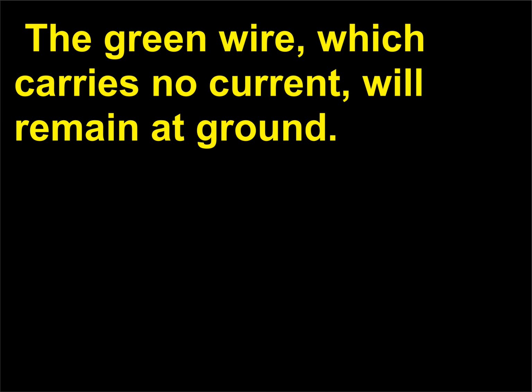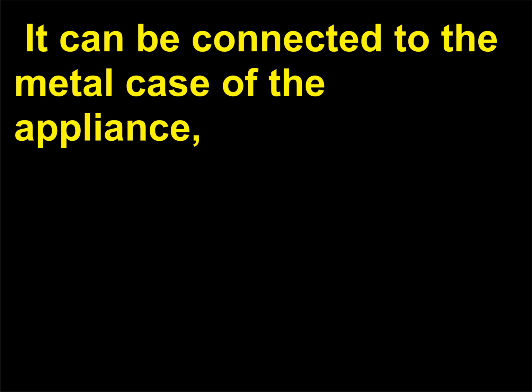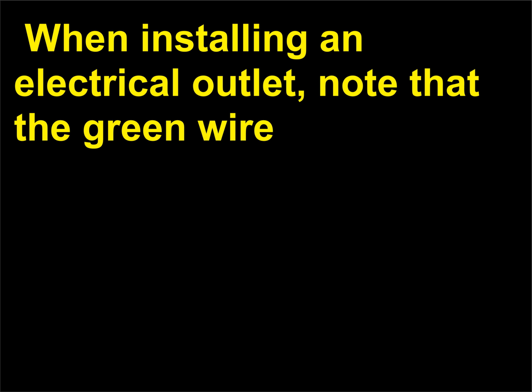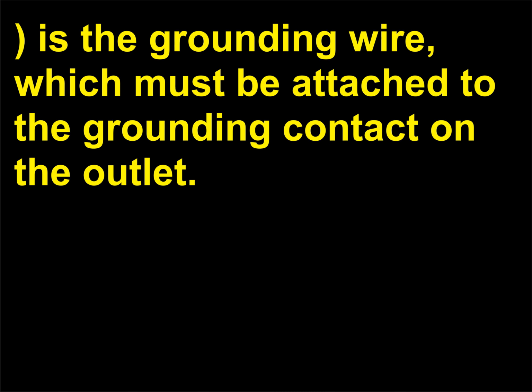The green wire, which carries no current, will remain at ground. It can be connected to the metal case of the appliance, assuring that the case will remain at ground potential. When installing an electrical outlet, note that the green wire, okay, you can't tell in this black and white photo, but it is there, is the grounding wire, which must be attached to the grounding contact on the outlet.